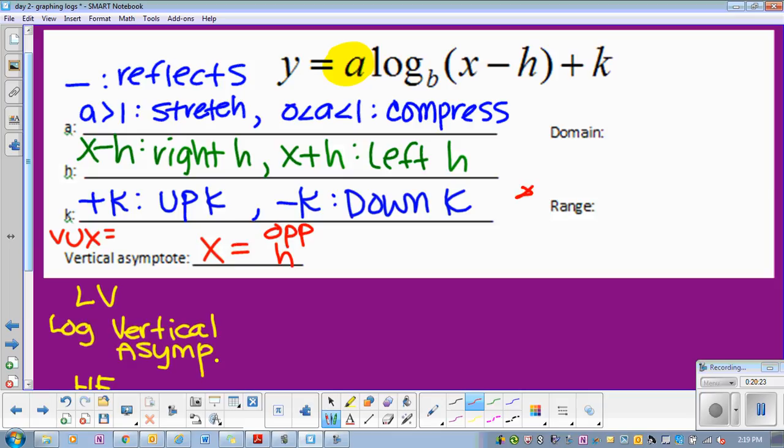Now we want to put a little star next to the range, because for the logs, it's always all real numbers. Always negative infinity to infinity. That's why I put a star there. Always. Now, your domain for logs is really easy. You ready for this? Your domain is vertical asymptote to infinity. It's never going to go to negative infinity because you can't take the log of a negative number.